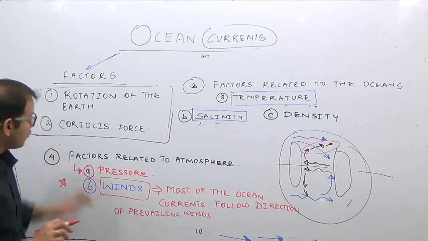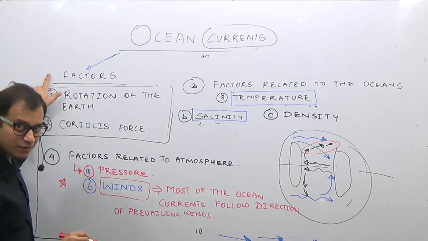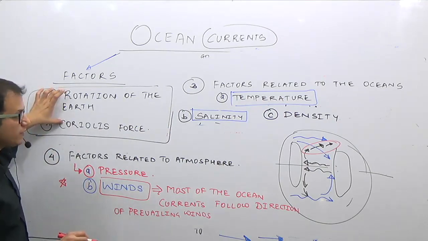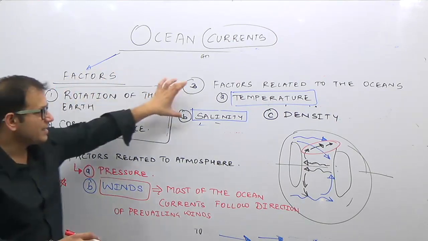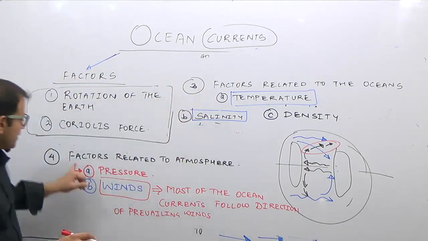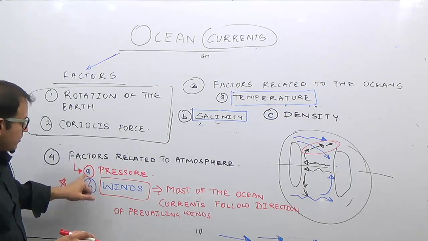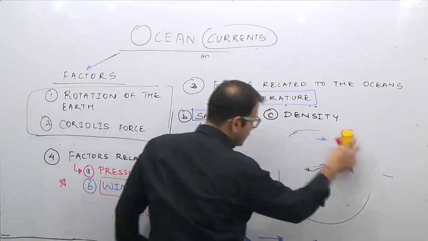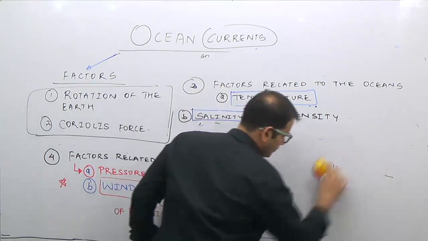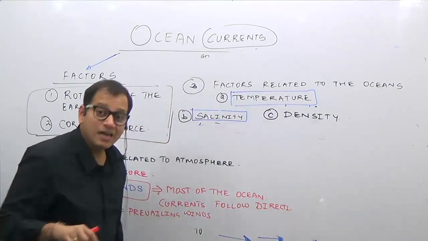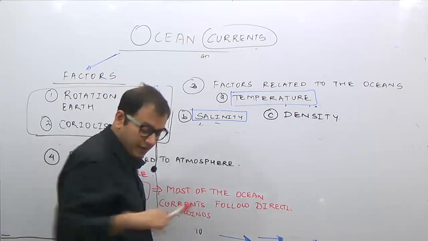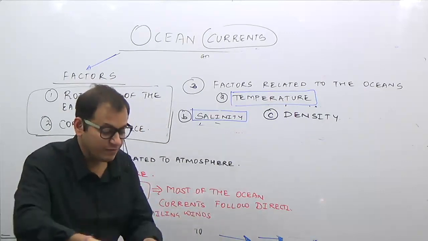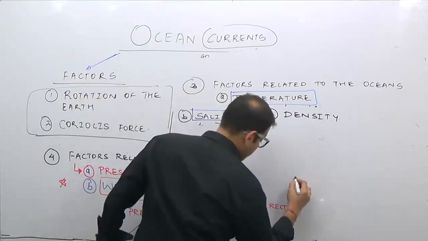I hope that you are following. We are doing the factors which are required for the currents. One is the rotation of the earth and the Coriolis force. Then temperature, salinity and density differences. Then factors related to the atmosphere, that is pressure, winds. Now the other factors which are related to the atmosphere are rainfall and evaporation. So the third factor which is related to the atmosphere is rainfall and evaporation.